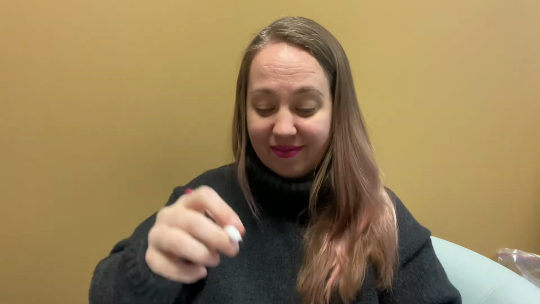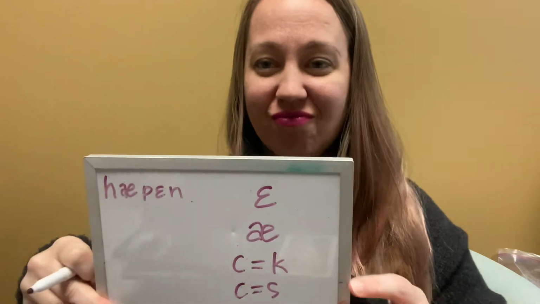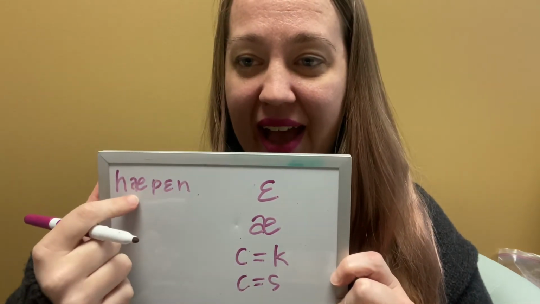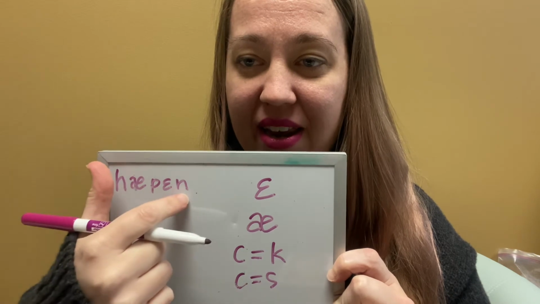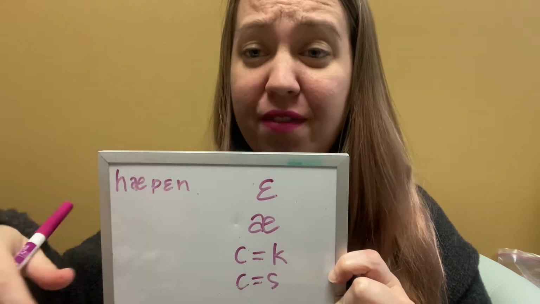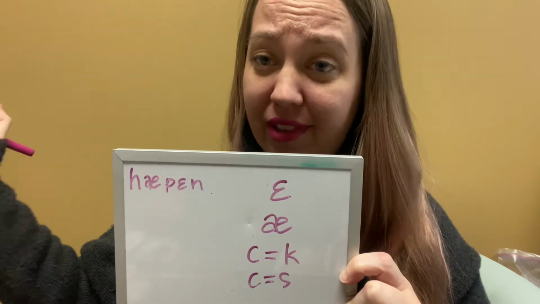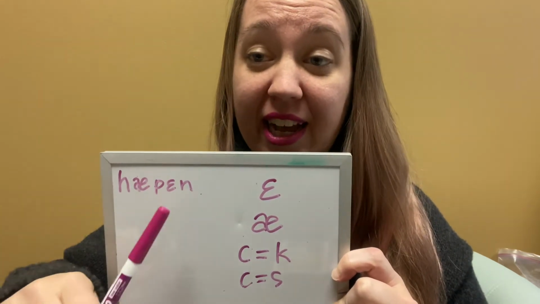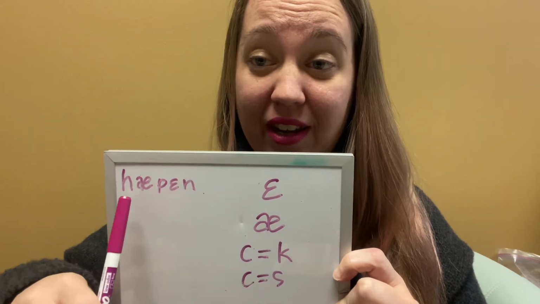Okay. Next word is a longer one. It is the word happen. I want you to think about how many sounds, and does it have e epsilon or a ash or both? That's a hint. Or both. Okay. Happen. H, a, p, e, n. 5 sounds. Even though it has 6 letters when we spell it and write it in English, it has 5 sounds. And it has both an a ash and an e epsilon.